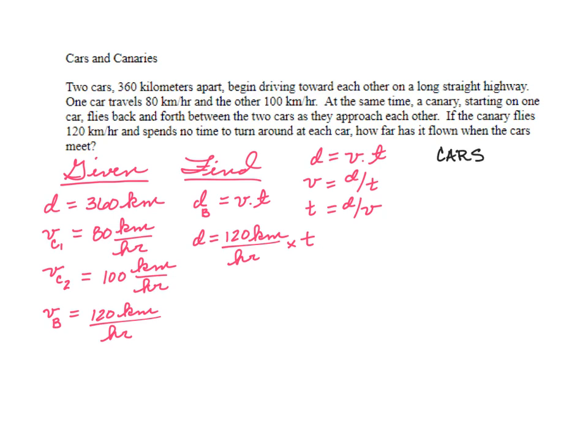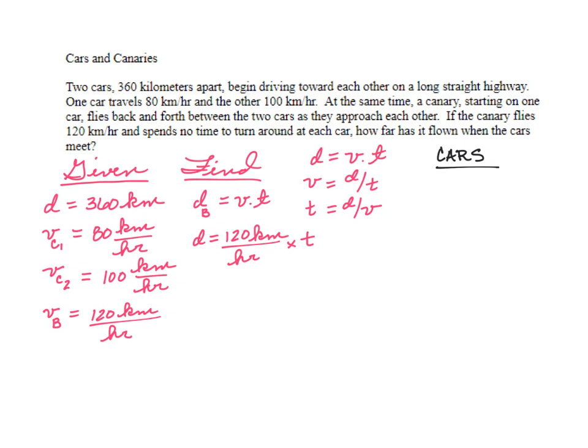So the cars, we have the velocity of both of the cars, and we also know how far apart they are. So we have the distance in a sense. What we need to do is figure out how long it's going to take those two cars to meet up, because that's the same amount of time that the bird is going to be in the air. So if I can find the time for the cars, I can find the time for the bird.